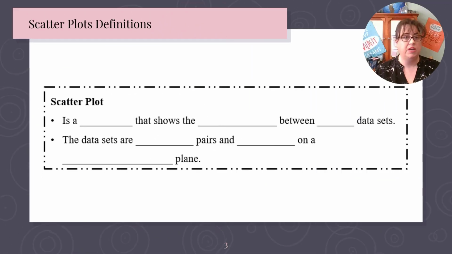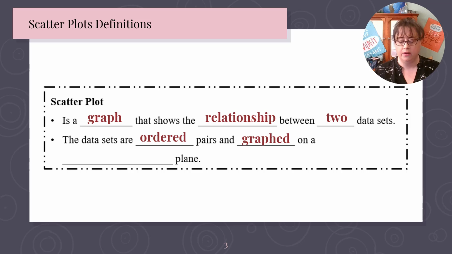Let's begin with some definitions about scatter plots. A scatter plot is a graph that shows the relationship between two data sets. These two data sets are ordered pairs and they're graphed on a coordinate plane. So just think about it, we're just graphing ordered pairs.